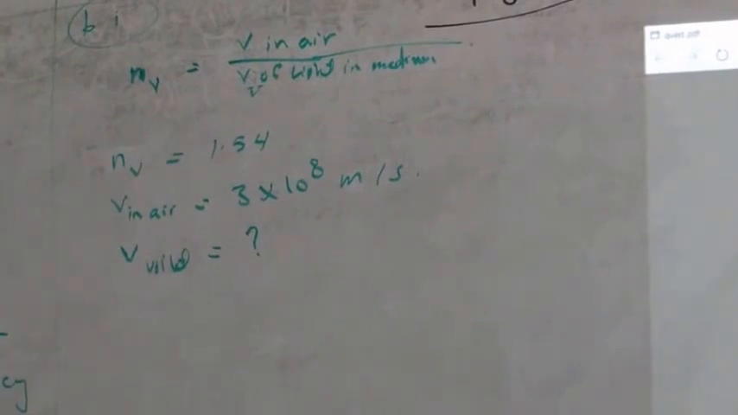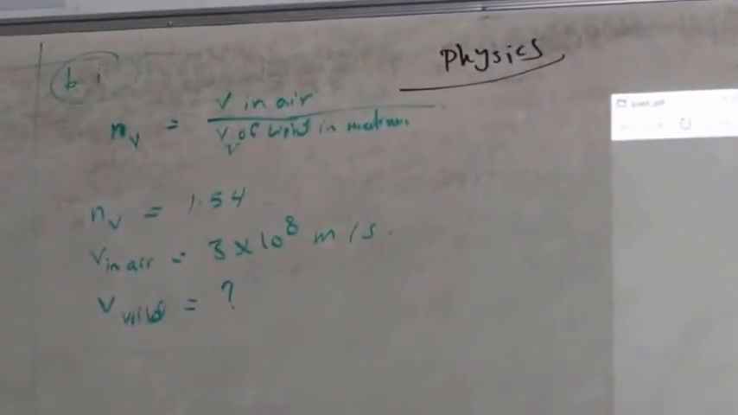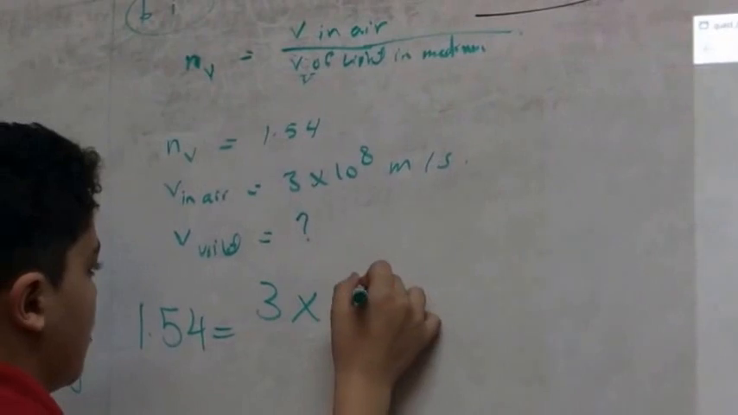Fine. Now we'll substitute. Okay, who can substitute? Abdullah. Now, just say how to substitute, or come and substitute it here if you want. Okay. Complete. I said this.